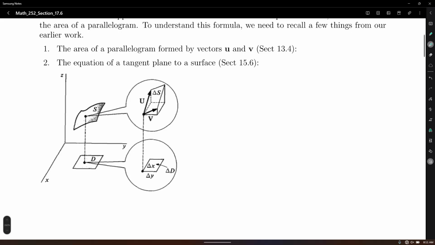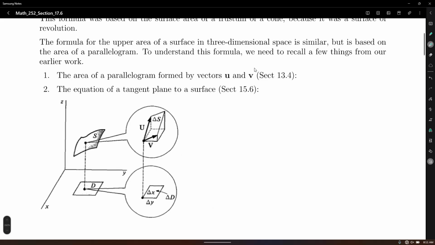What do we need to derive this integral? Number one, the area of the parallelogram formed by 2 vectors, so let's revisit section 13.4 for our purpose. And number 2, the equation of the tangent plane to a surface, that's 15.6. We're going to put those 2 ideas together. Consider this surface right here. Again, we want to find the amount of skin, if you will.